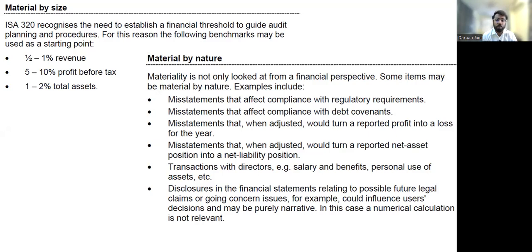In the exam, what do you have to do? You just have to calculate the lower limits. Just calculate 0.5% of revenue, 5% of profit before tax, 1% of total assets. If the amount given is above the lower limit, it is material. Revenue will be given to you in the exam. If the misstatement given is greater than 0.5% of revenue, assume it is material. So basically, in the exam, just consider the lower limits.